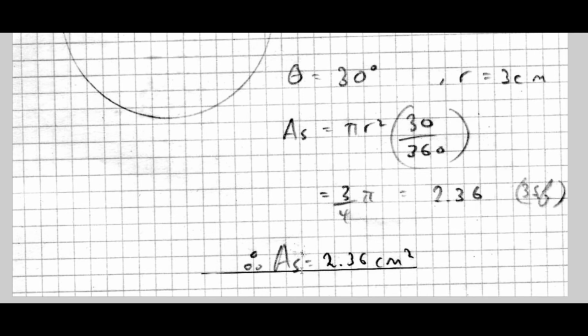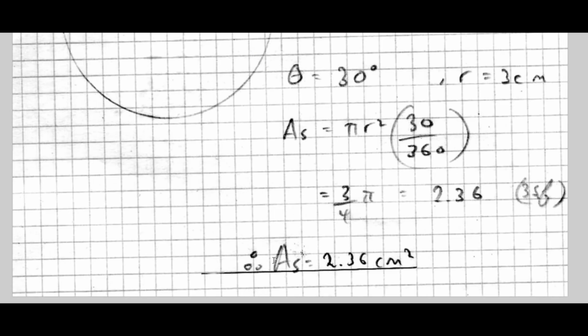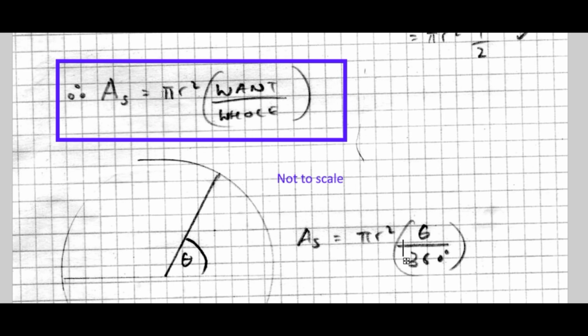Let's not forget that the actual statement you want, this subscript s, is because I'm saying sector. This is a sector here. So the area of this sector therefore will be around 2.36 centimeters squared, not to forget the units. And again, the idea is that the area of a sector is the area of a circle multiplied by what you want divided by a whole.